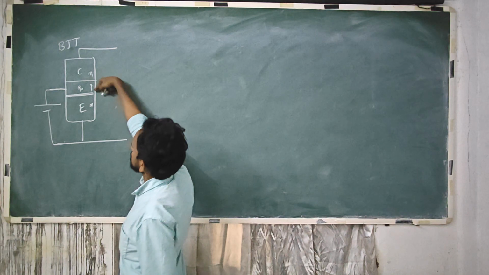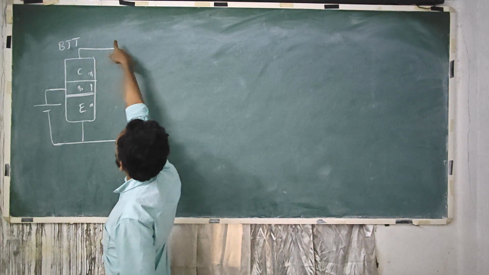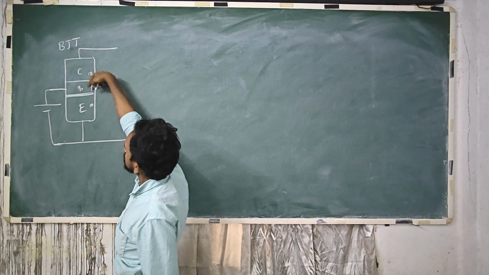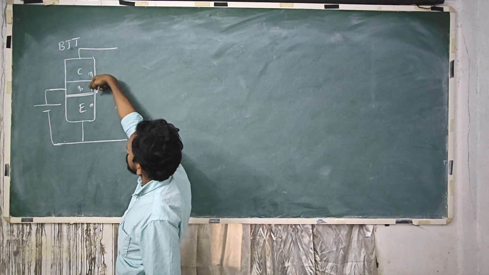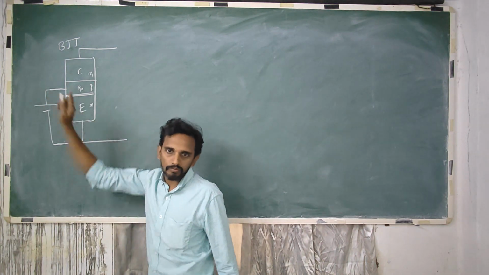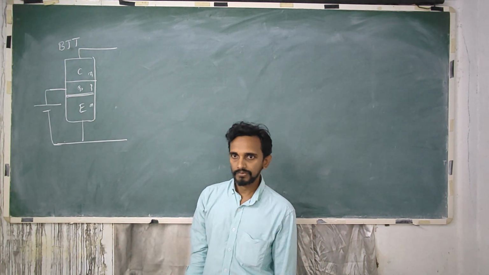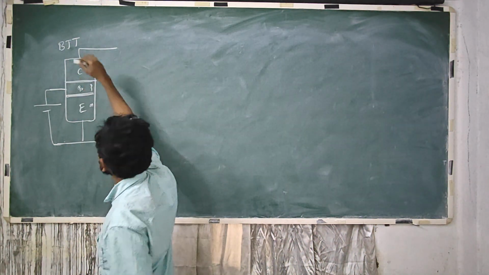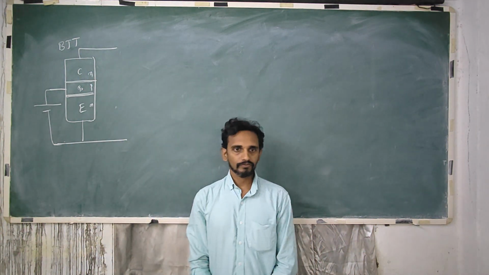Since this is NPN, we have to keep a higher positive potential here to collector, and to base we have to give either negative potential or lower positive potential. So then only this junction is considered as reverse biased.